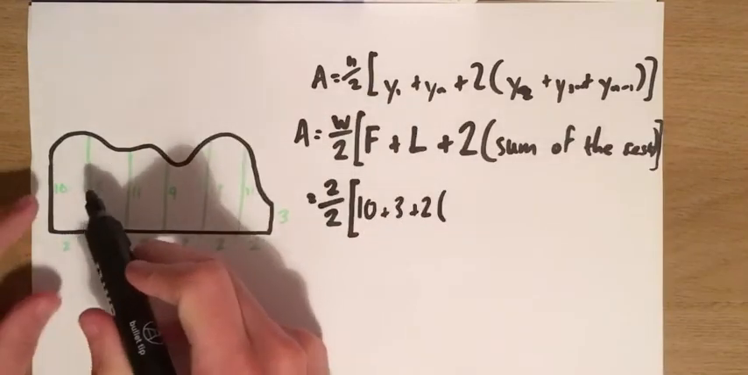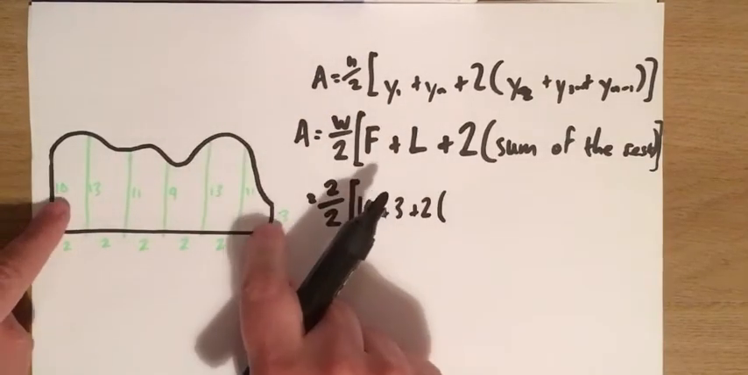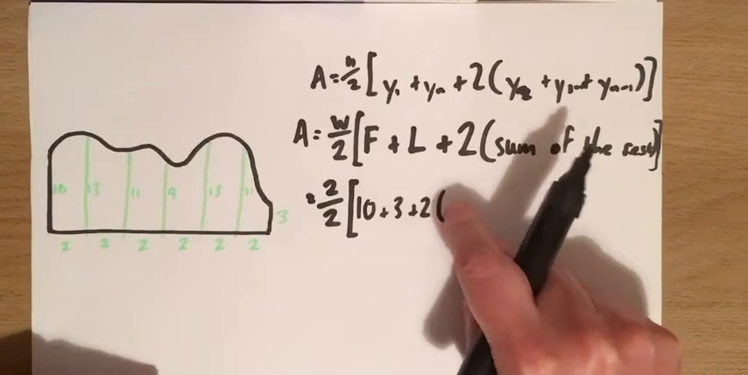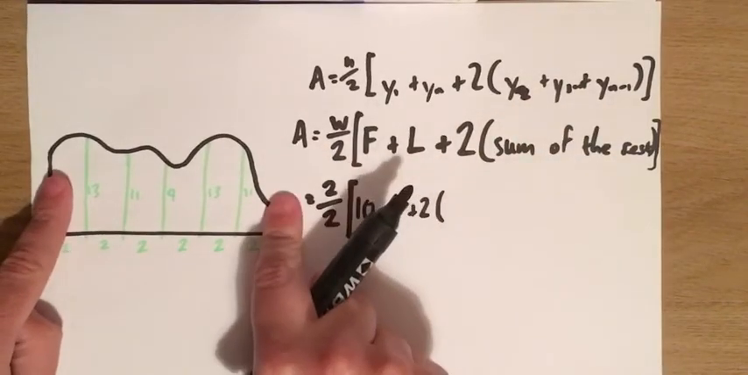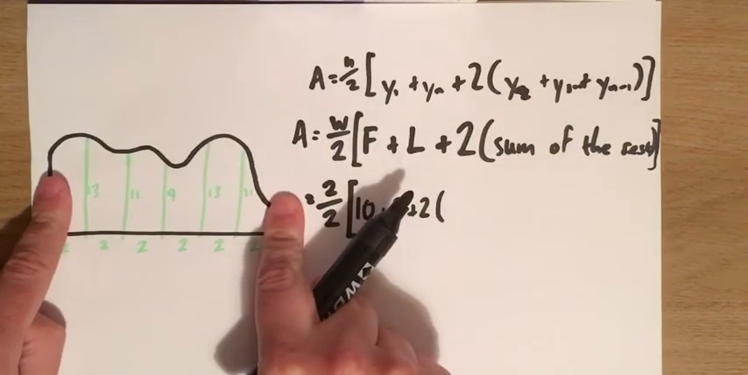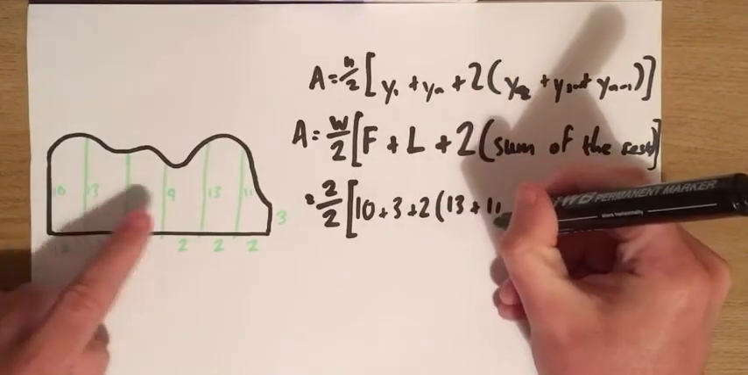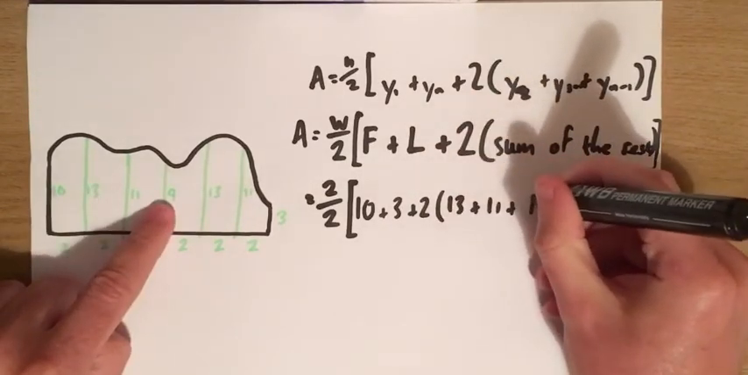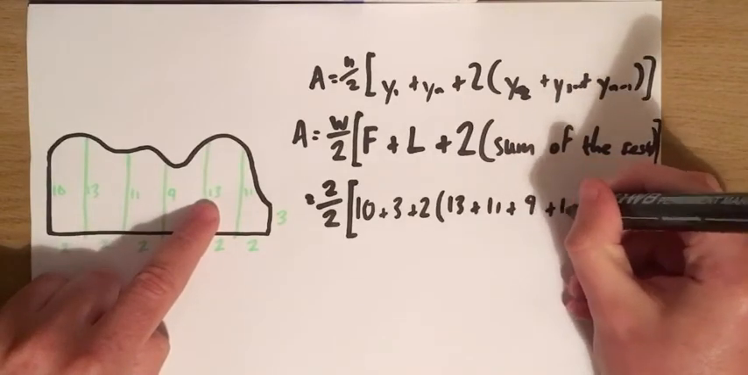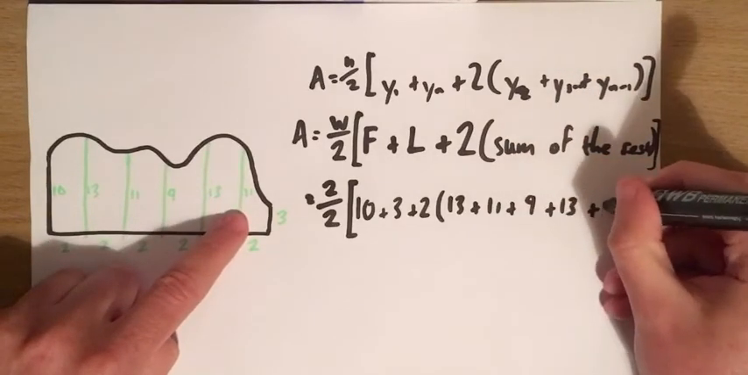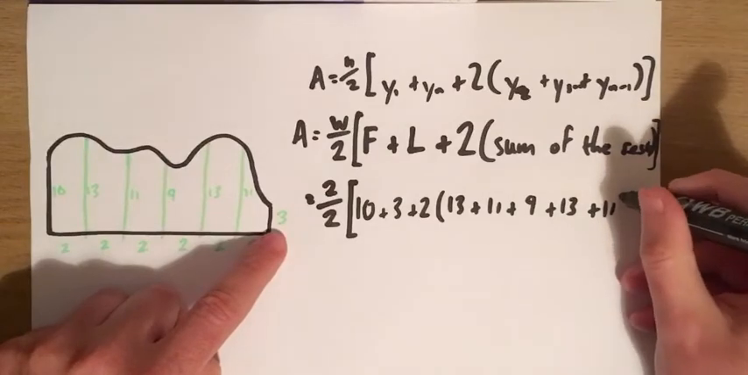So the rest of them, don't use 10 and 3 again, okay? So you'll see people a lot put the 10 and 3 in again, forget that they've used them already. So it's the other ones you're using. So 13 plus 11 plus 9 plus 13 plus 11, and we've used 3 already.